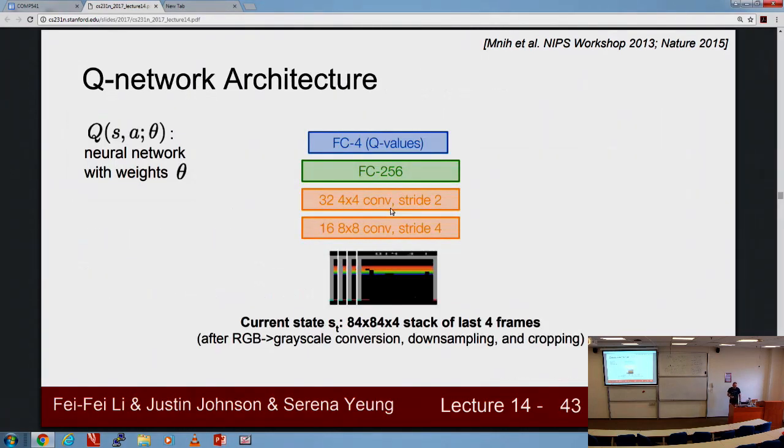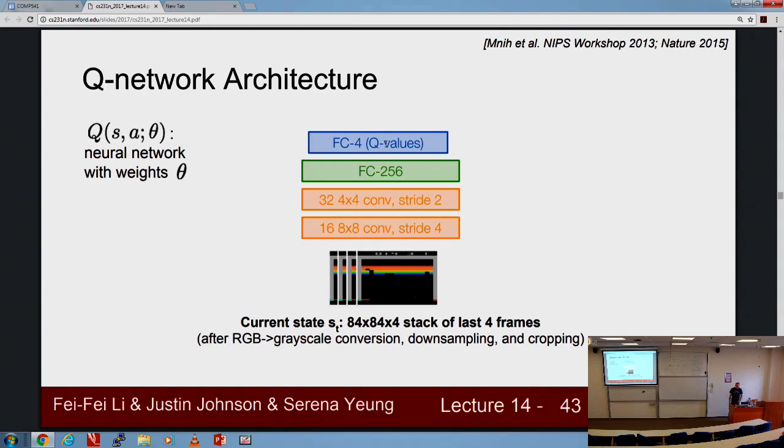So here's a bit more detail for the Q network. The Q network takes the current state as input. The current state is represented as a stack of the last four frames to indicate which direction the game pieces are traveling. So we don't just take the last screenshot, but the last four screenshots. And we do some processing on them: grayscale conversion, downsampling, cropping, etc. And then we pass it through a fairly standard convolutional network of the type that we've seen before. So we have 16 8x8 convolutions with stride 4, 32 4x4 with stride 2, a fully connected layer of 256, and then the final layer is a fully connected layer with 4 outputs.